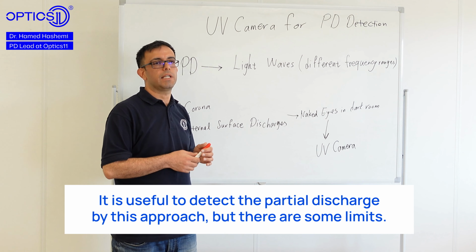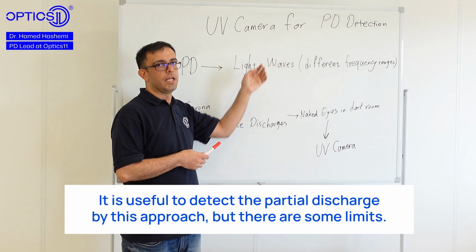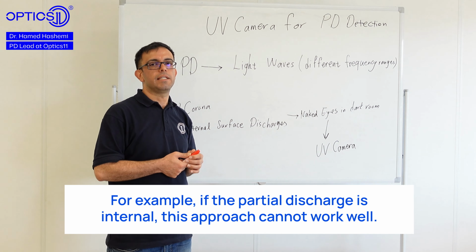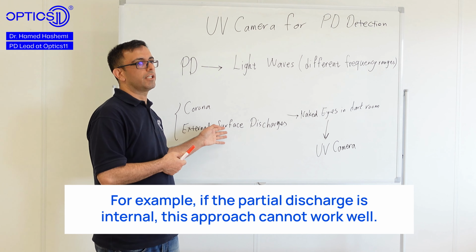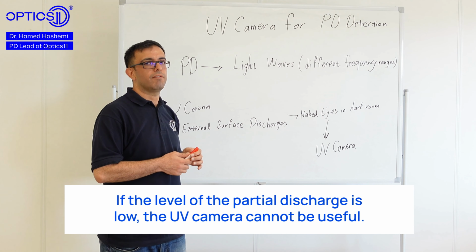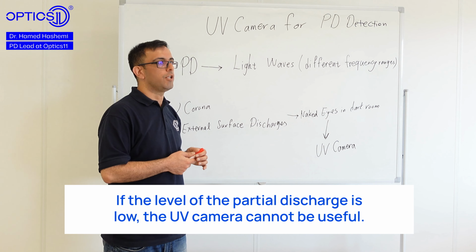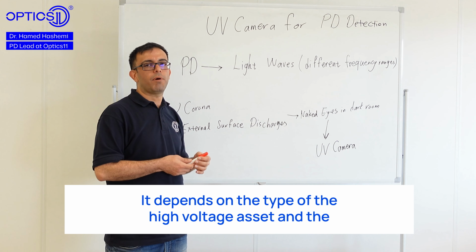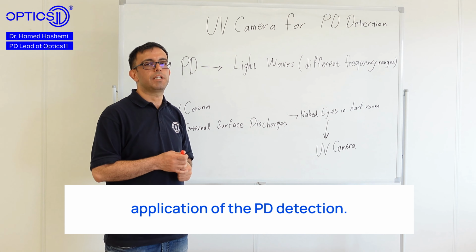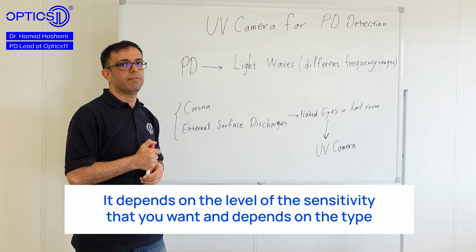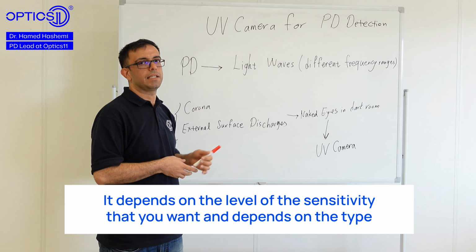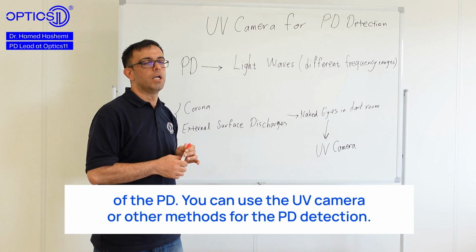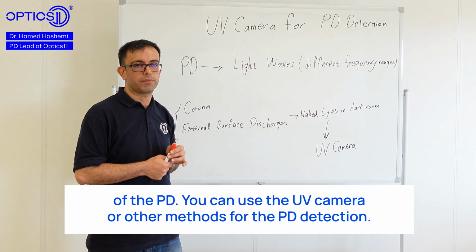It is useful to detect partial discharge by this approach, but there are some limits. For example, if the partial discharge is internal, this approach cannot work well. If the level of the partial discharge is low, the UV camera cannot be useful. It depends on the type of the high voltage assets and the application of the PD detection, on the level of sensitivity that you want, and on the type of the PD. You can use the UV camera or other methods for PD detection.